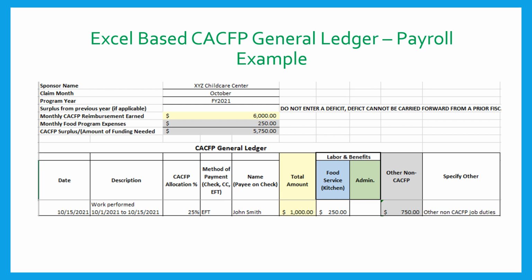The allocation percentages must tie back to the budget, and only employees and positions included in the budget can be entered in the general ledger. Otherwise, it's an unallowable cost.